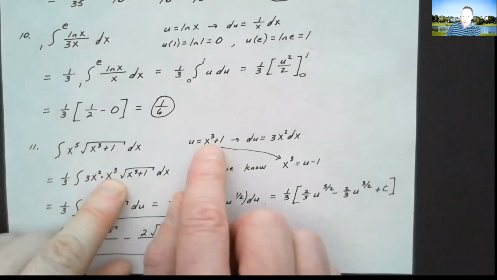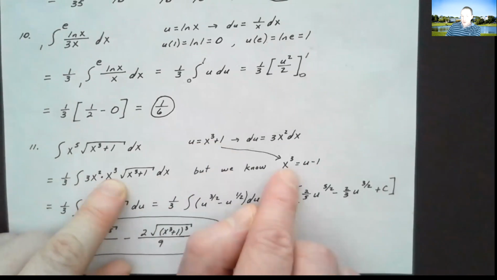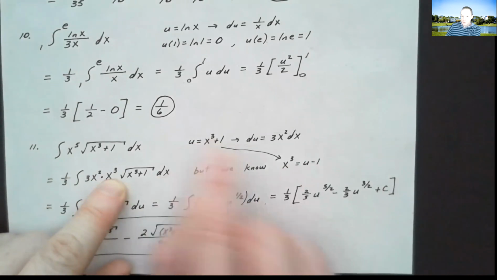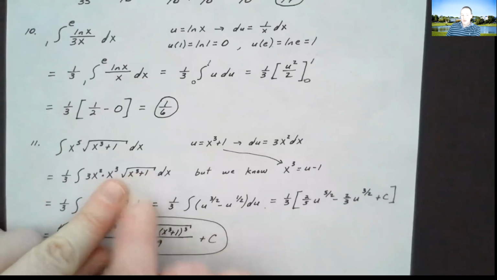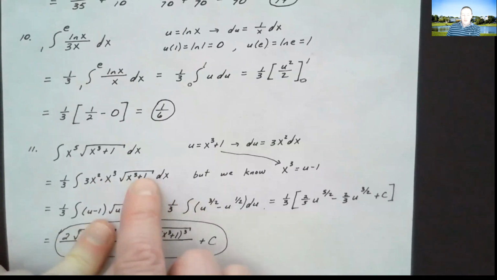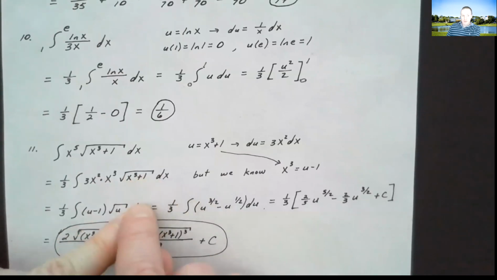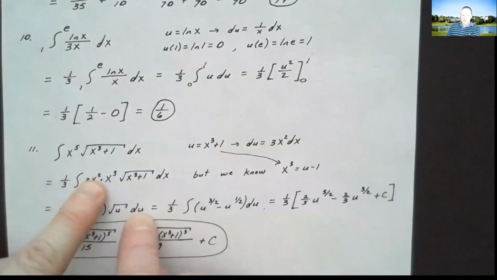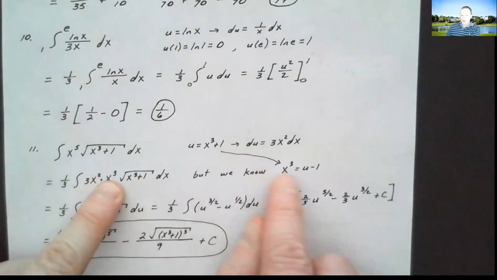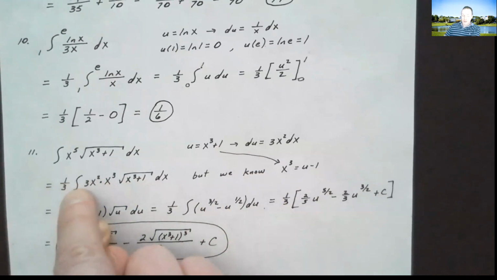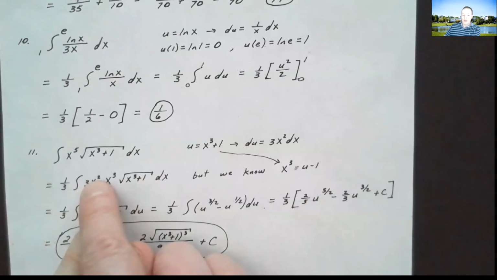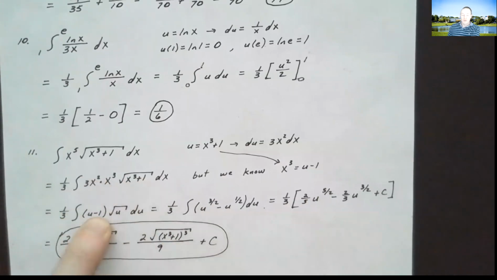So I'm using my formula for u. I know u is equal to x cubed plus 1. So I know x cubed is equal to u minus 1. So then from this step to the next, when I'm trying to put it in terms of u, my square root of x cubed plus 1 just becomes the square root of u. My 3x squared dx becomes du. My x cubed becomes the group u minus 1. And of course, in order to make all that happen, I had to multiply by 3, which means I had to divide by 3 on the outside.